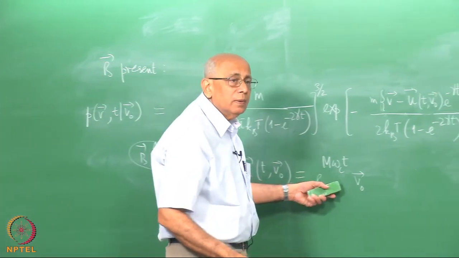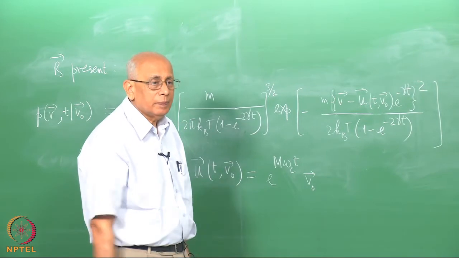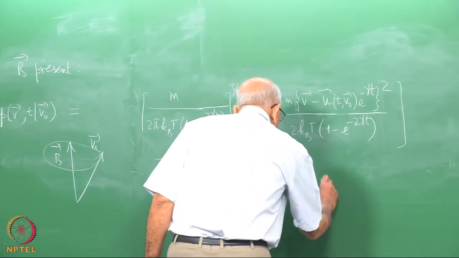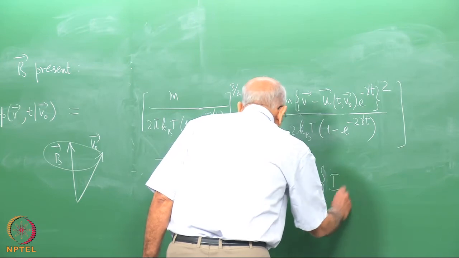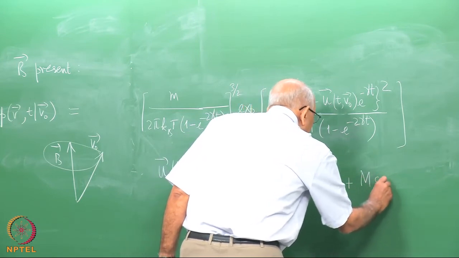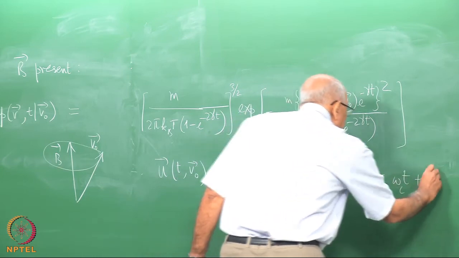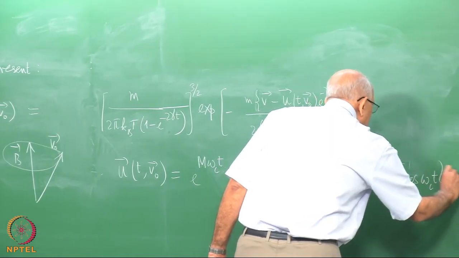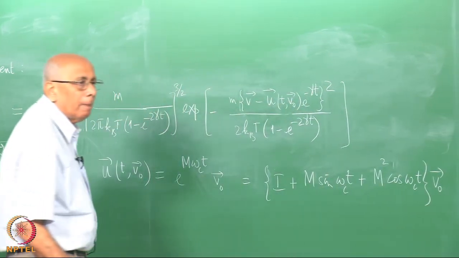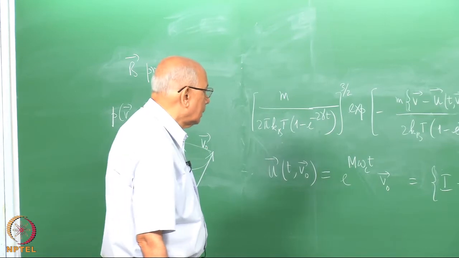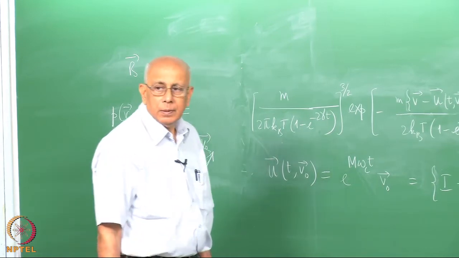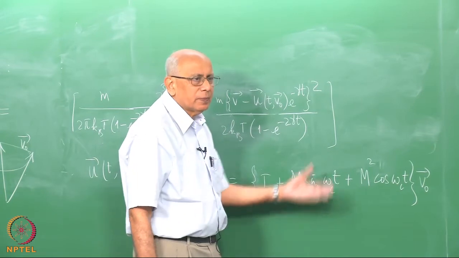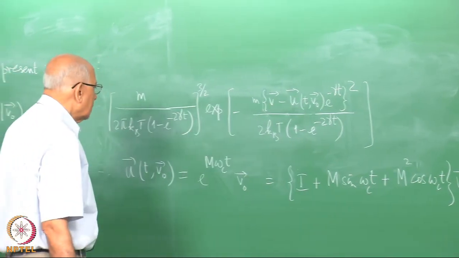But we can write this down, because remember m cubed was minus m. So the exponential can be computed, and not surprisingly, this is equal to the identity operator plus m sine omega c t plus m squared cos omega c t acting on v naught. So that is what it is, and you can work this out. I leave you to simplify this and write down what it is.